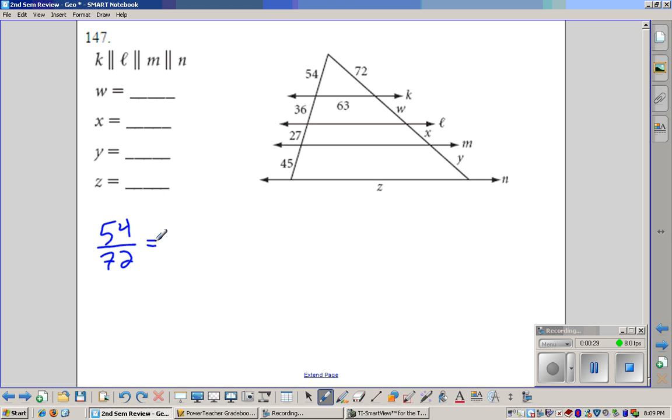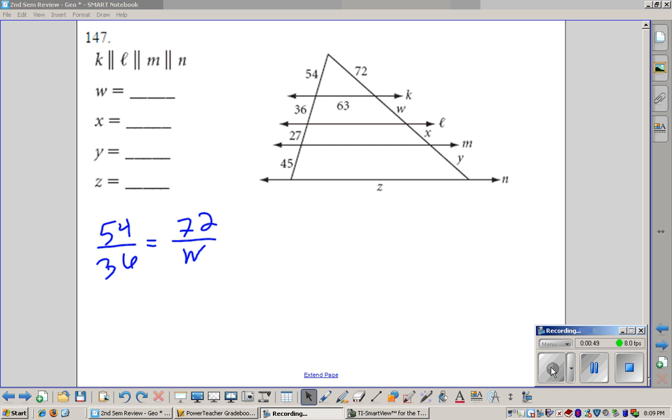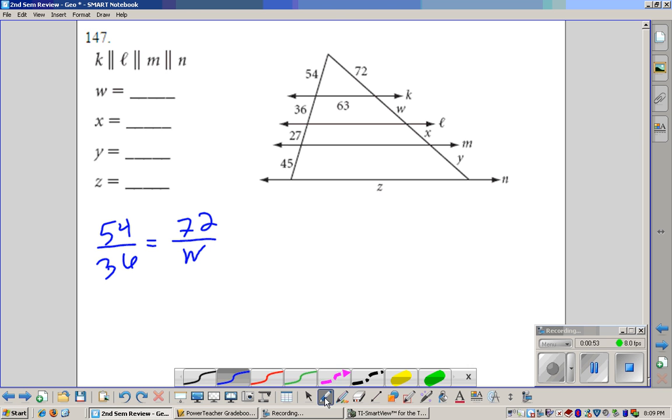As, sorry, to get this wrong. You could do it this way. You're supposed to do it this way. 54 is to 36, as 72 is to W. And to do the cross multiplication on that, you get the answer of W equals 48.